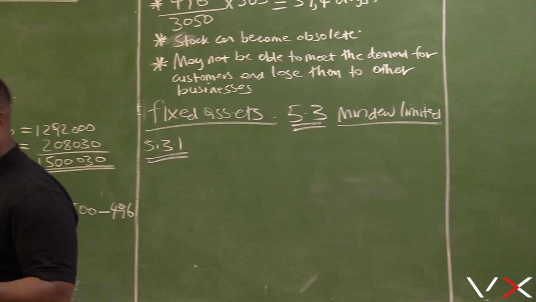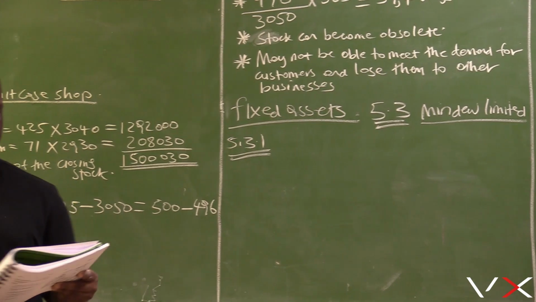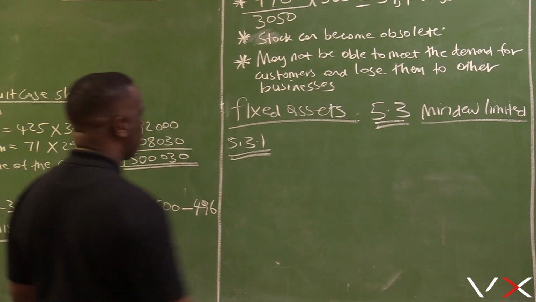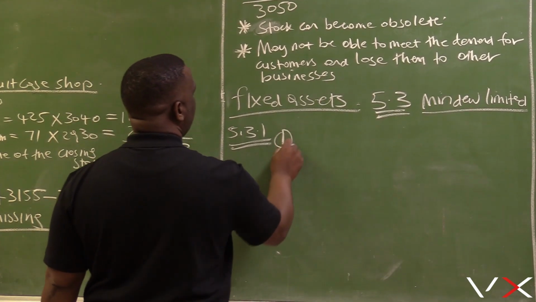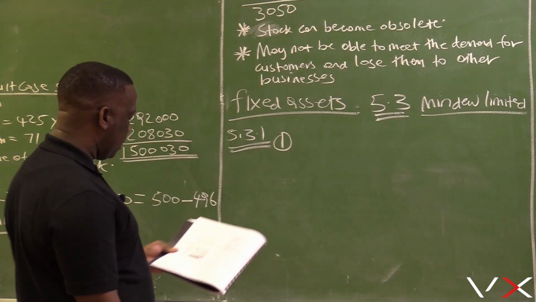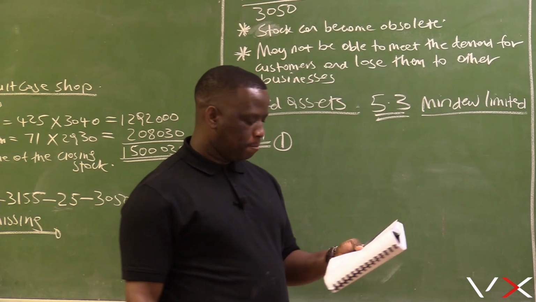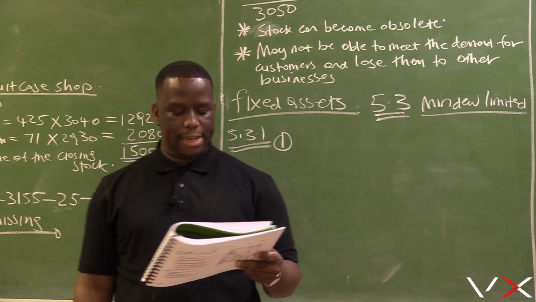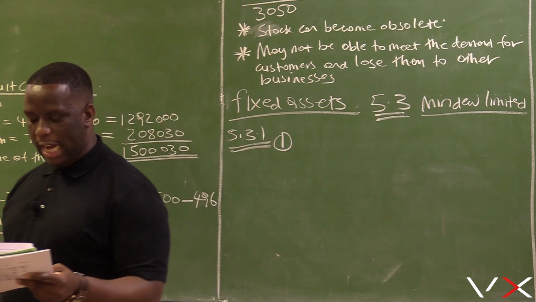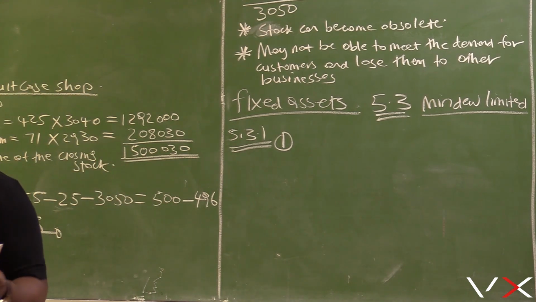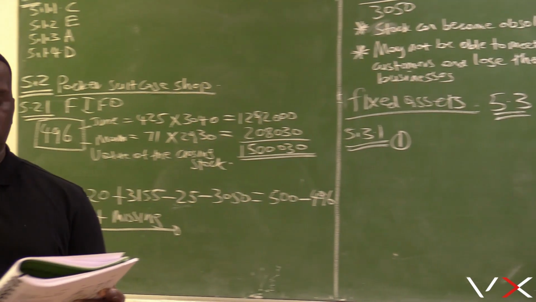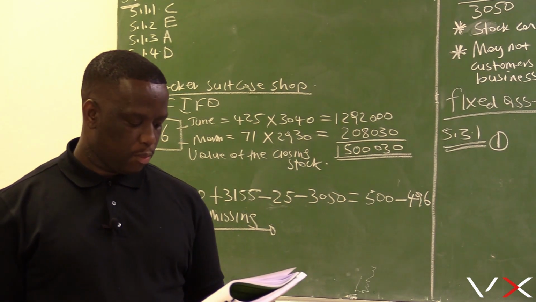Calculate the missing figures indicated by 1 to 4 in the fixed asset note. Let's start with 1. The fixed assets note is provided in information A, page 18 of your November 2018 exam.